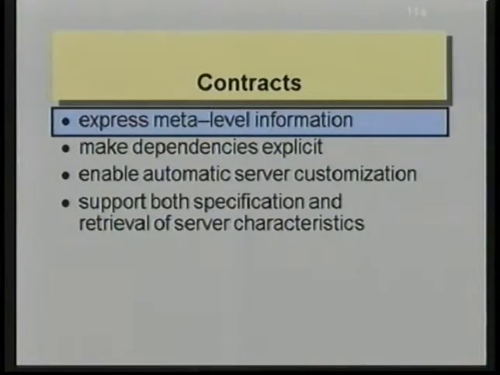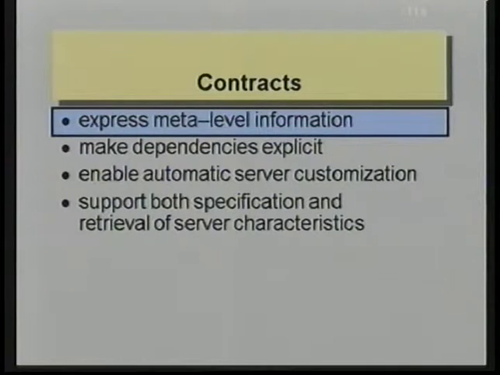So contracts can be used to express constraints during object construction, and they can express information at runtime that has to do with the performance of the server. The contracts express meta-level information. They express information about how the service will be provided. They're different from the server interface specification.